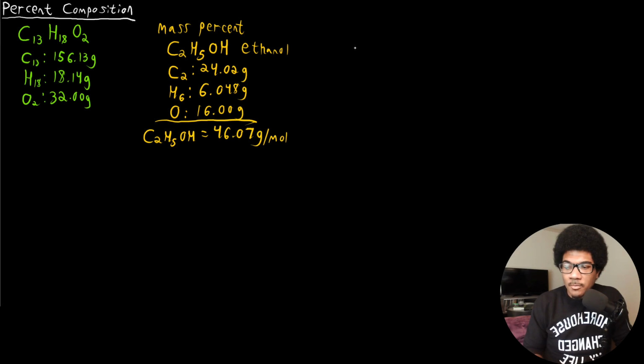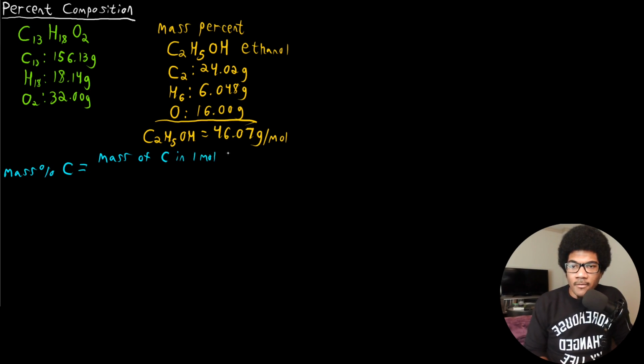So to get the mass percentage for carbon, let's say the mass percent for carbon is going to be equal to the mass of carbon in 1 mole of ethanol. So we're going to take the mass of carbon that's present in 1 mole of ethanol and put that over the mass of 1 mole of ethanol.